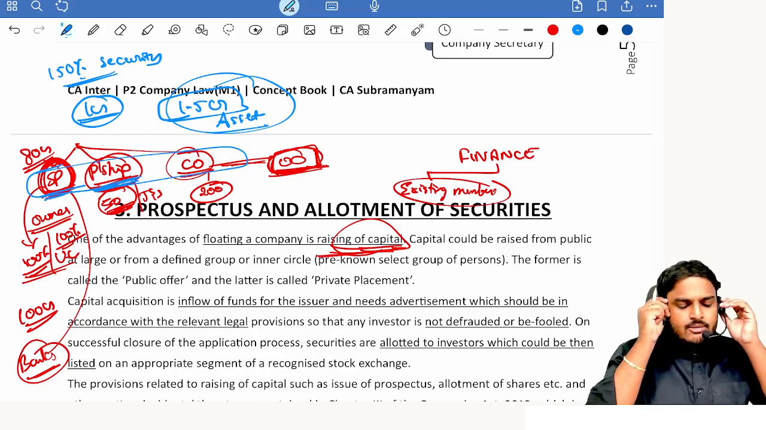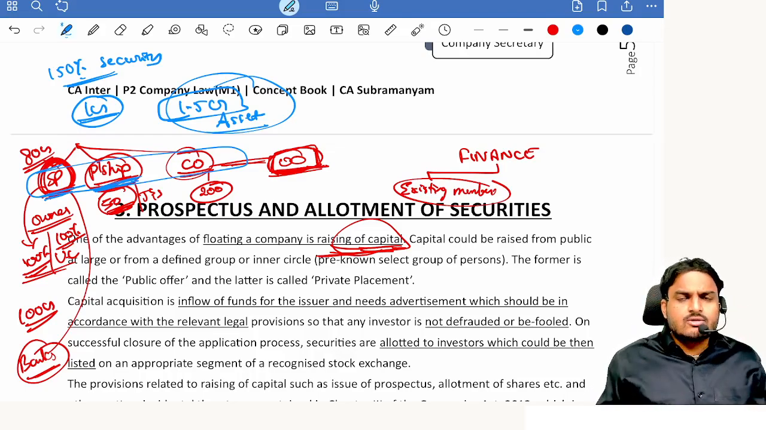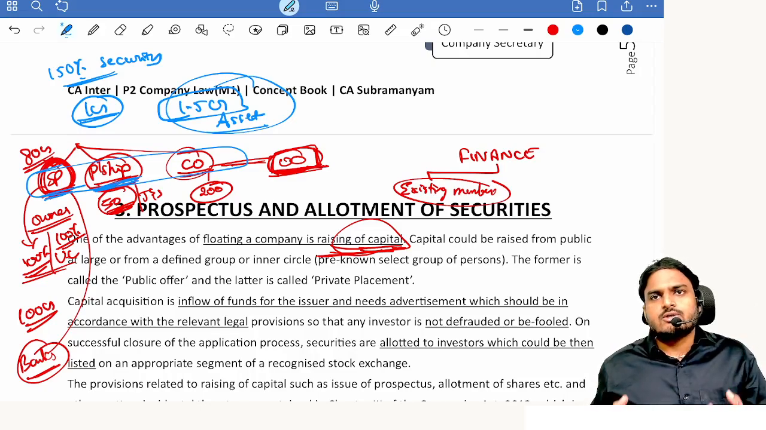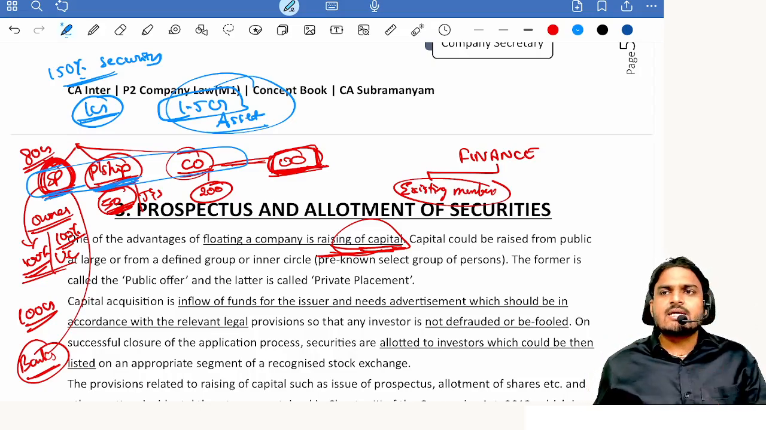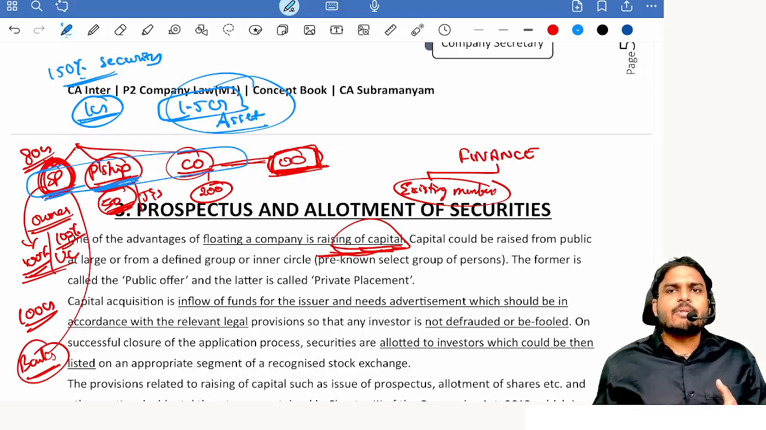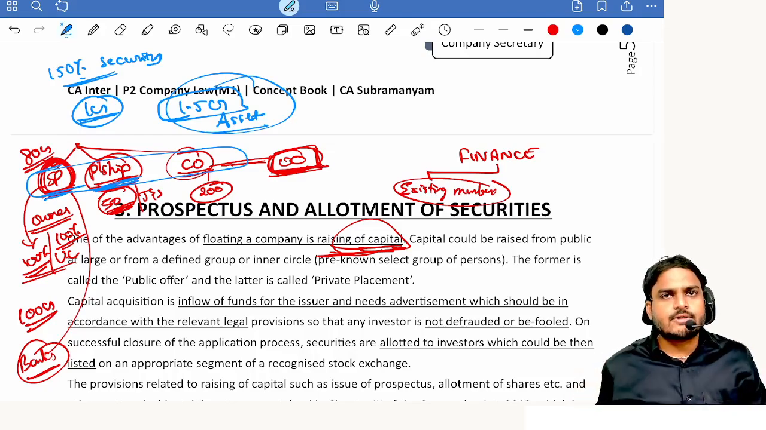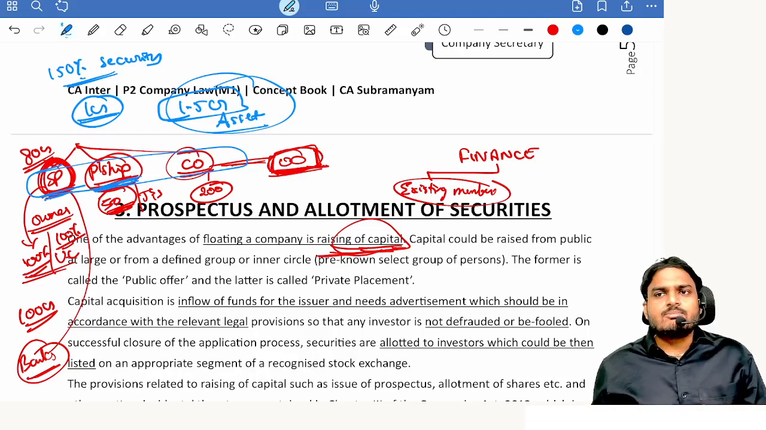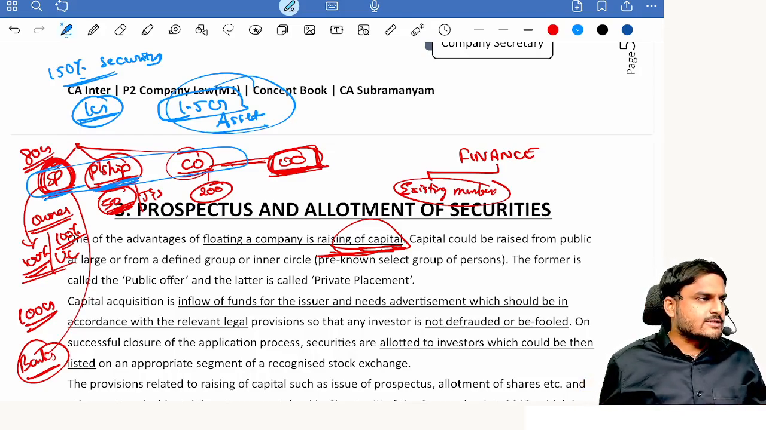Whereas, companies making a public offer are not required to follow these things. They simply ask the public, if you are interested, you can come and subscribe to our securities. You can deposit application money. Against application money, we will make allotment of securities. Every year, whenever the company declares a dividend, you will get a share in profits. If the company doesn't declare any dividend, that means you are not going to get any share in profits.